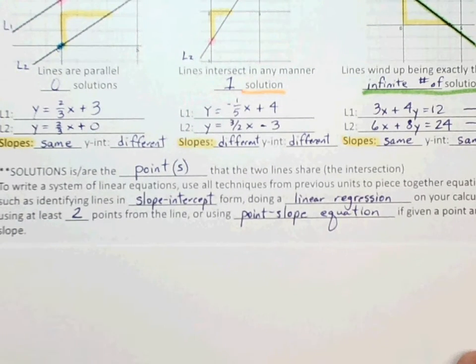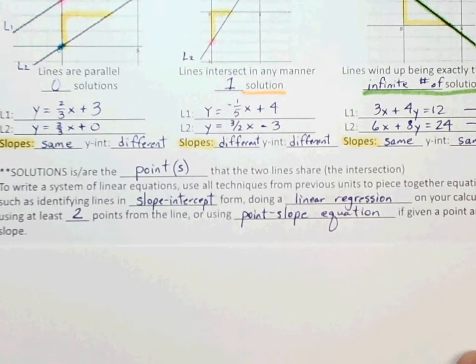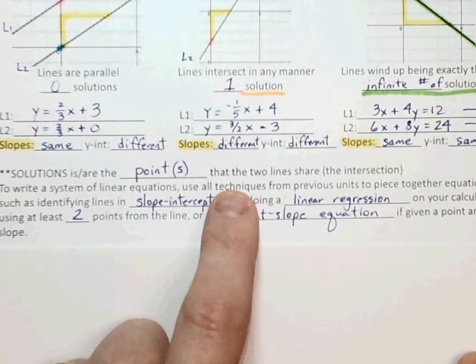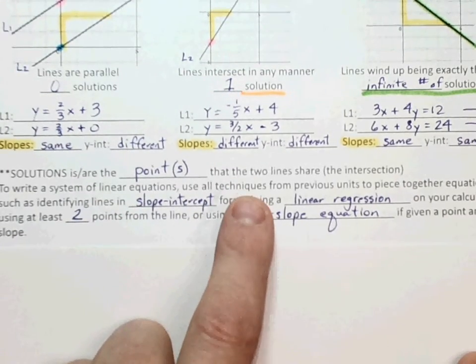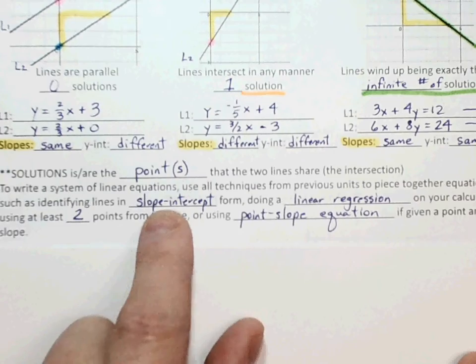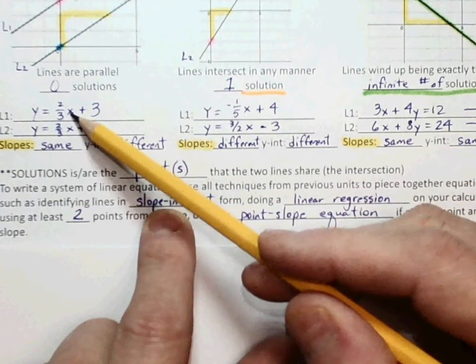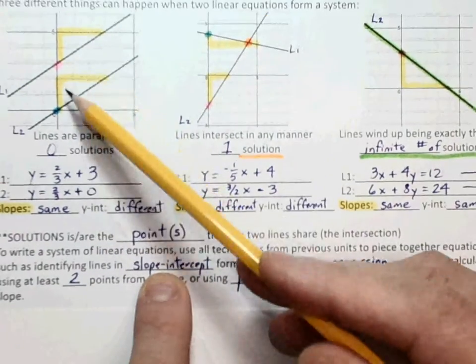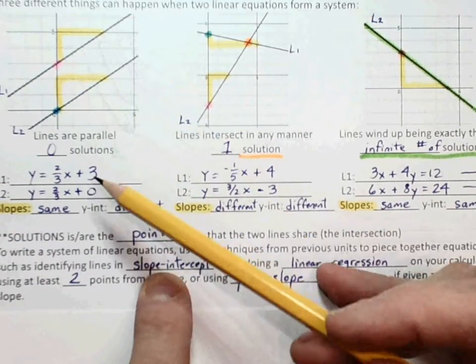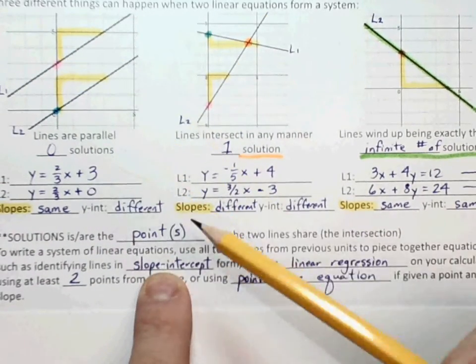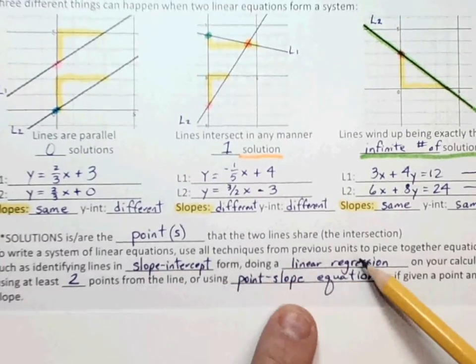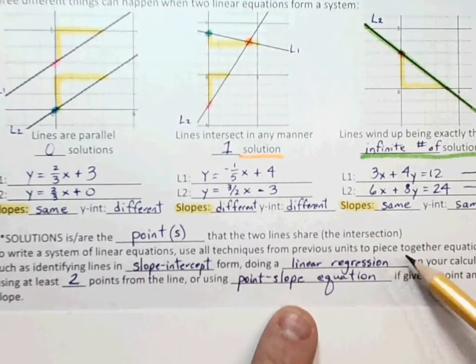All right, so to write a system of linear equations, use all the techniques from previous units to piece together equations, such as identifying slopes and slope-intercept form. Okay, so if I give you this, or if I give you pictures, you should be able to look at this and give me the equation just by looking.